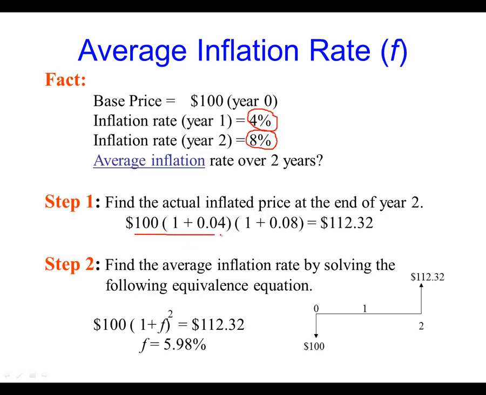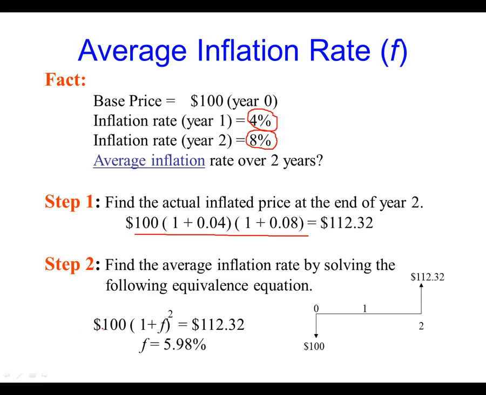To do that, we have to use the formula, and we have to consider the inflation per percent. So it's 4% the first year, and then whatever we had the first year will be taken the second year with the 8%, and that's how we get the change. So if you do that, then the actual inflated price from year 0 all the way to year 2 will be $112.32. So from 100 it went to $112.32.